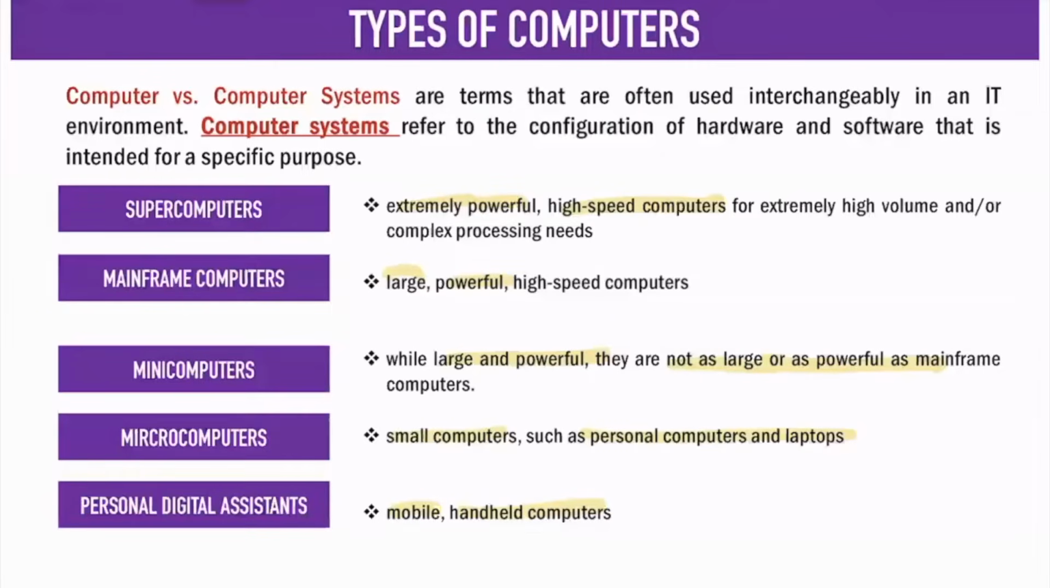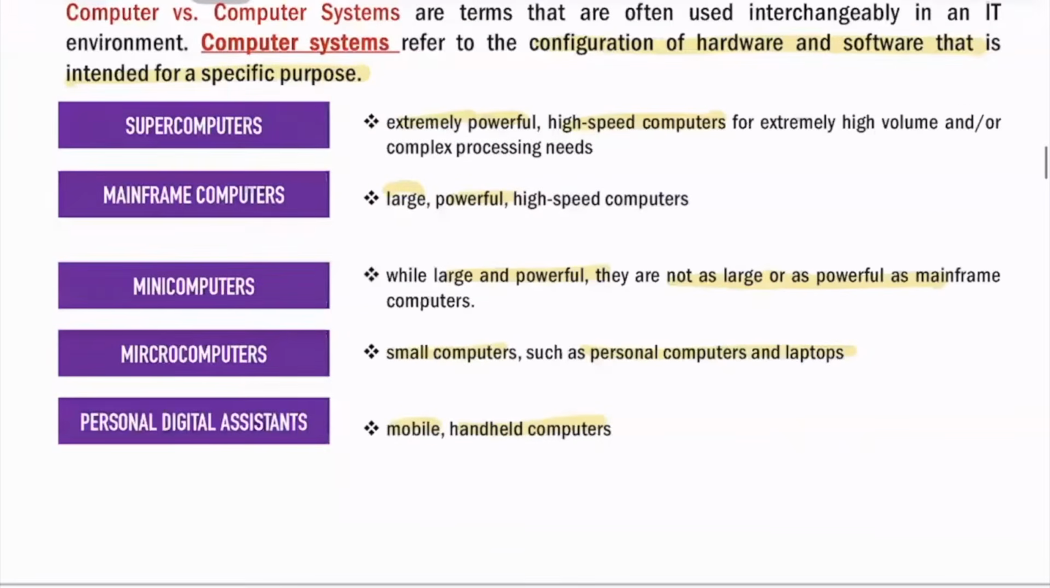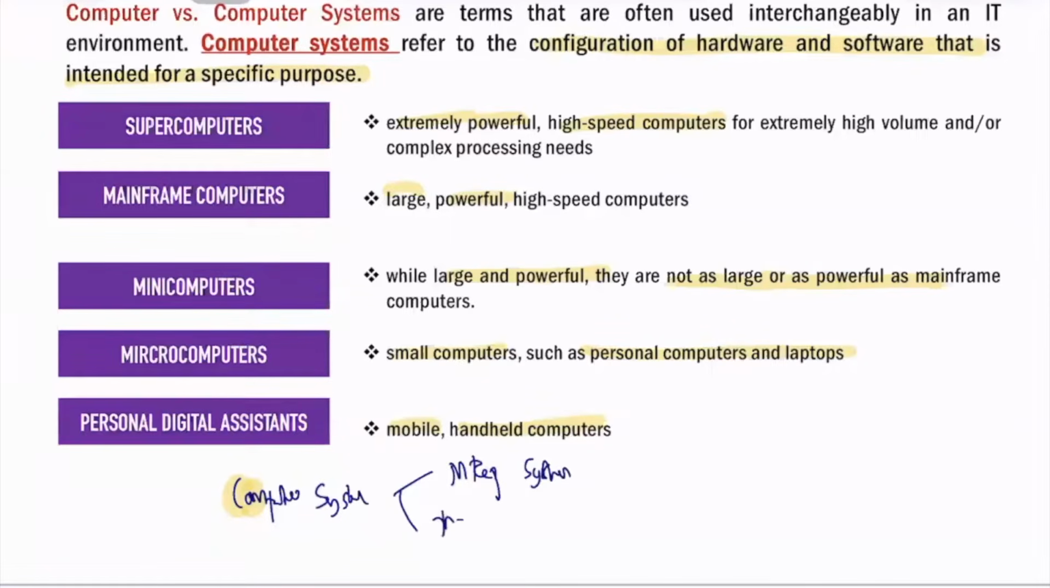Since we're still talking about computers, what's the difference of a computer versus a computer system? Computer and computer systems are often used interchangeably in your IT environment or CIS environment. A computer system refers to the configuration of hardware and software that is intended for a specific purpose. So that's the difference of a computer and a computer system. Normally, for computer system, we call this either a management reporting system or a transaction processing system. If you still remember, a computer system can be a management reporting system or a transaction processing system.